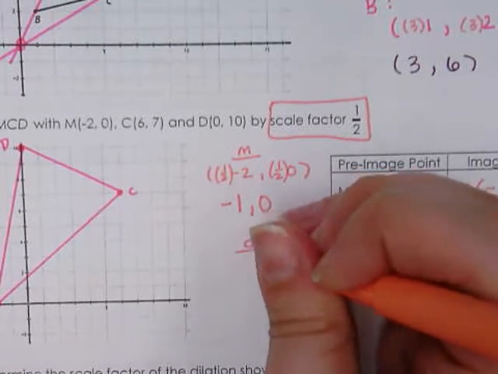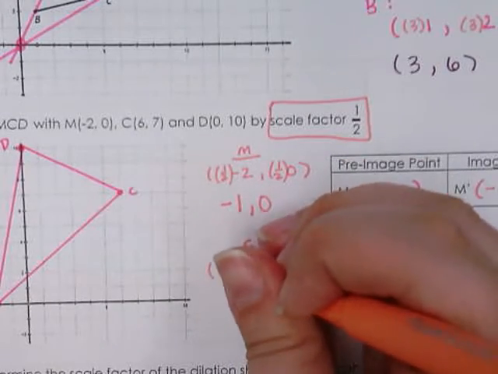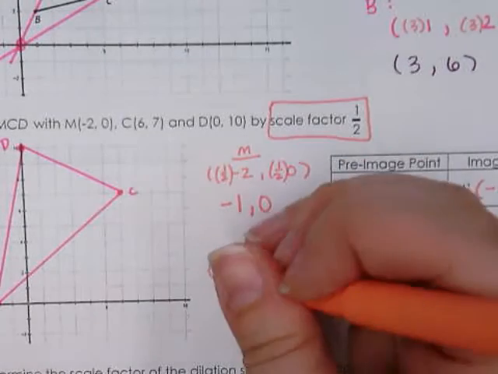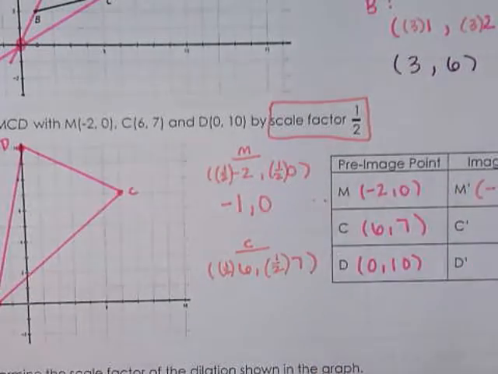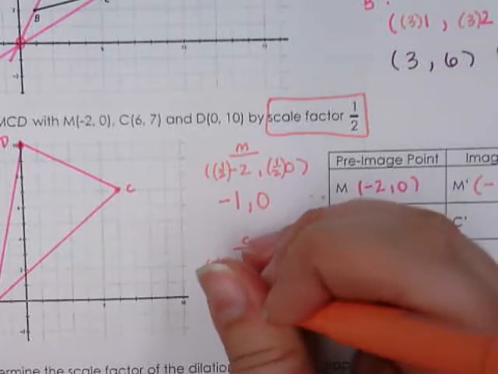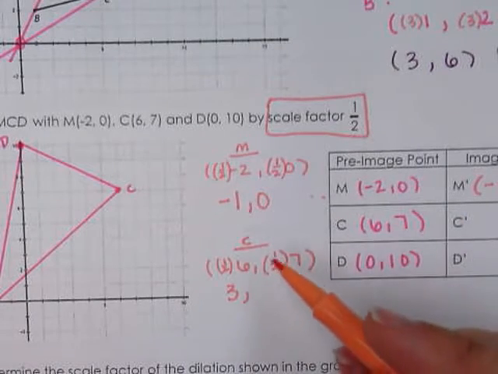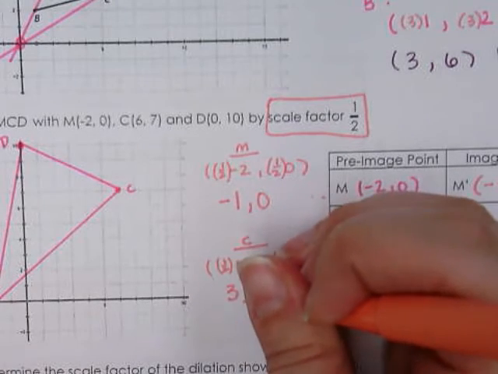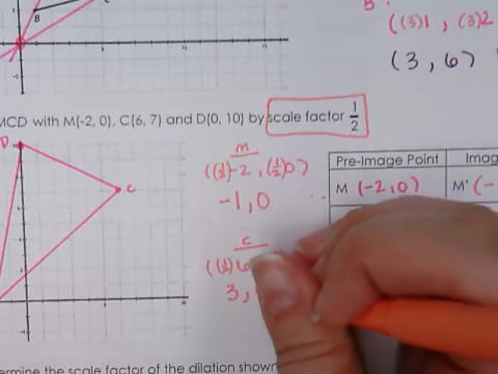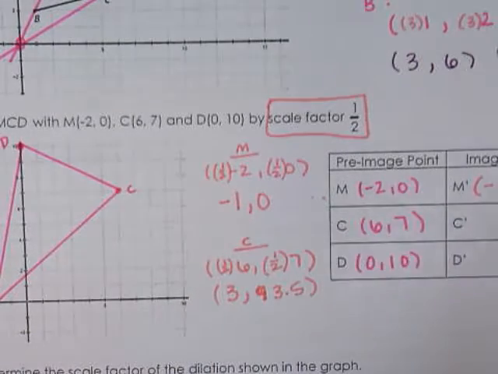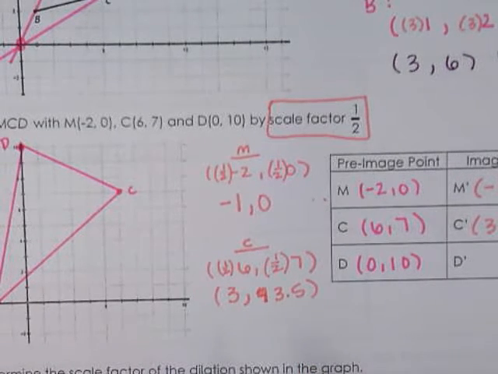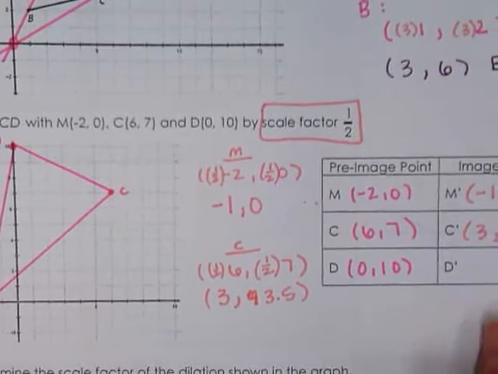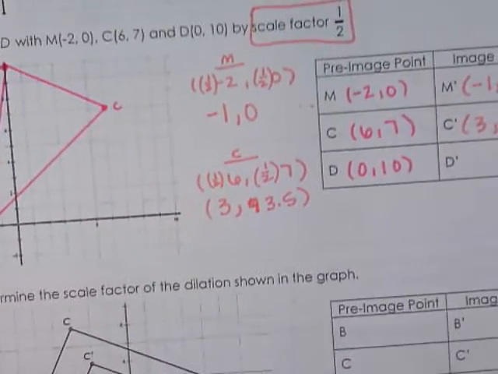Now let's do the C ordered pair. So we're at (6, 7) right now, and then we're going to multiply each by 1/2. So 1/2 times 6 is 3, and 1/2 times 7 would be 3.5. So C prime is at (3, 3.5). Now you could have left that as a fraction, but decimals are a lot easier to plot, so I'm going to switch it to a decimal.